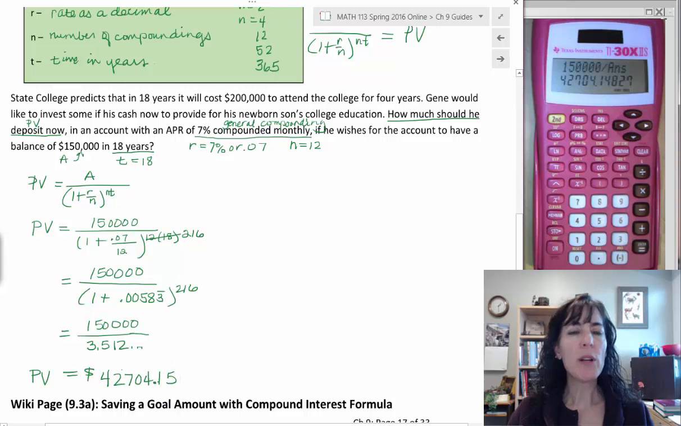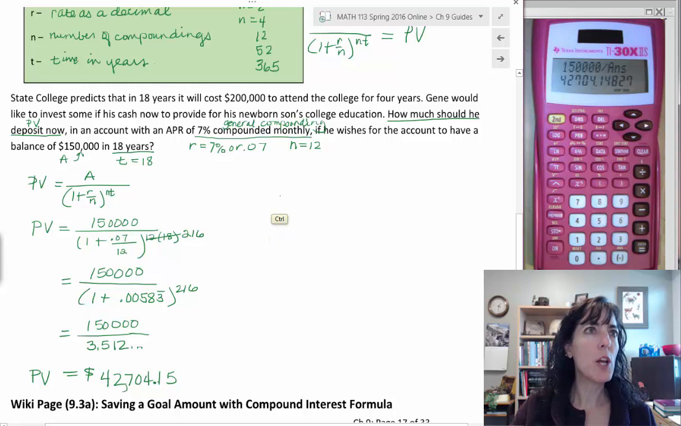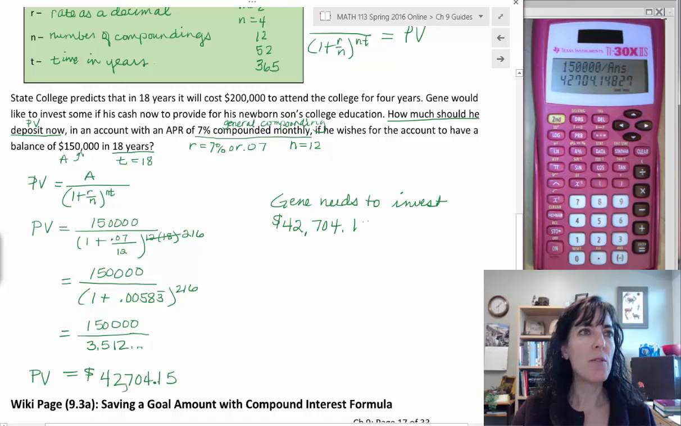And so my present value is $42,704.15. So Gene needs to invest, if he has that much cash, that's really fantastic, but he needs to invest about $42,704.15 now to pay for college in 18 years.